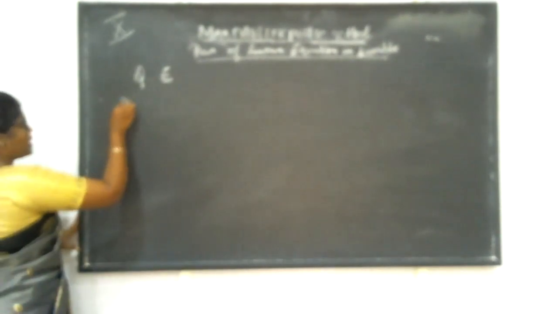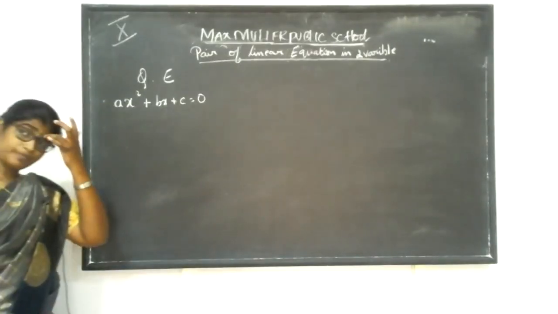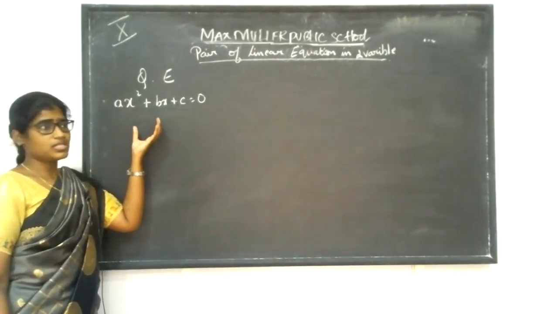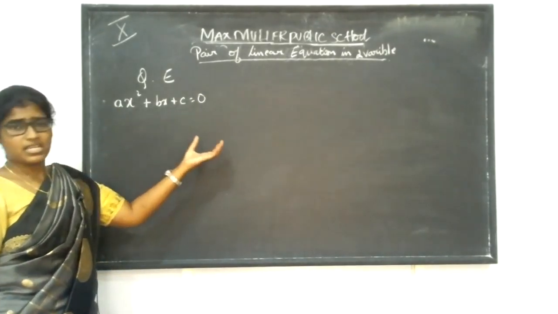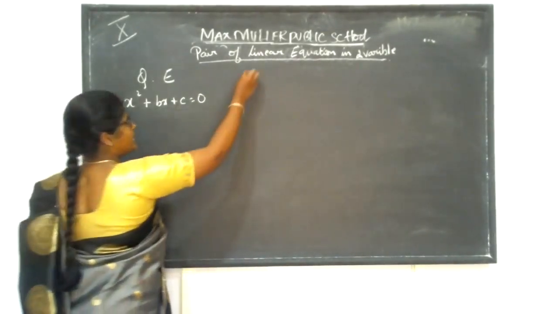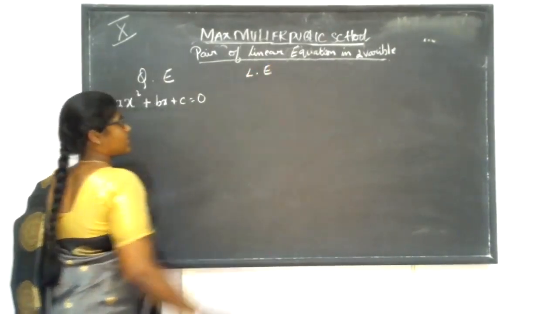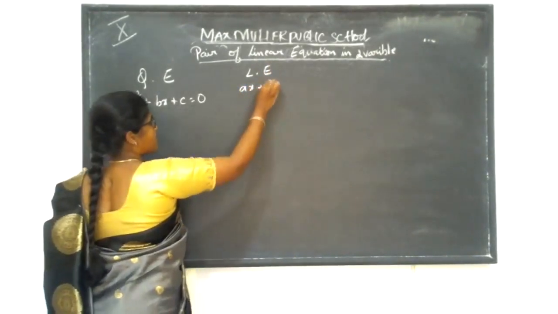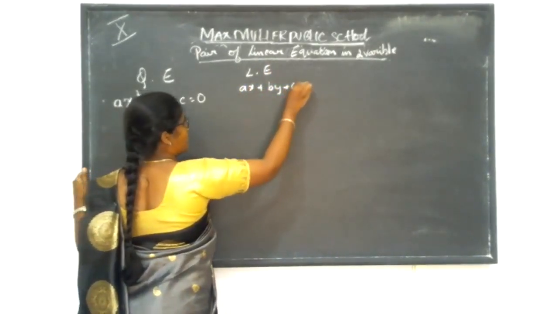The general form of a quadratic equation is ax square plus bx plus c is equal to 0. But the linear pair of equations, the general equation will be what? It will be ax plus by plus c is equal to 0.